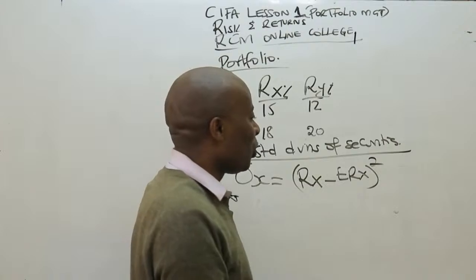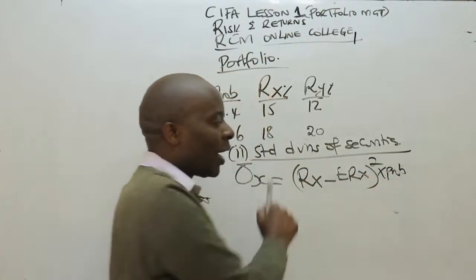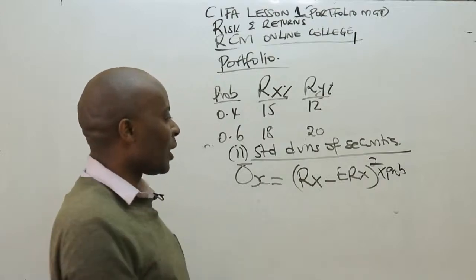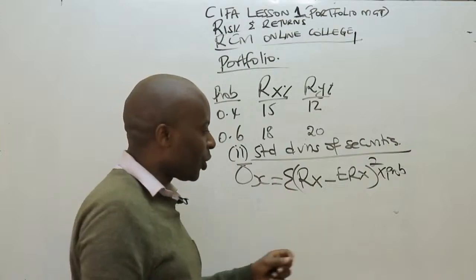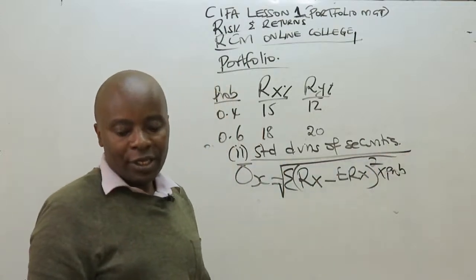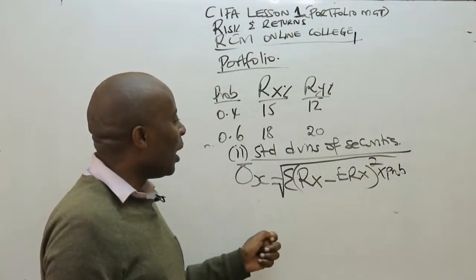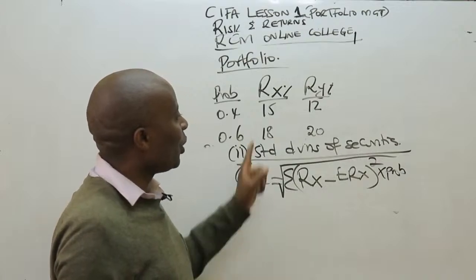And of course, after you do that, you must come and incorporate the probabilities, the risk factors. Now, these deviations are many, so you have to sum them. And of course, it cannot be called a standard deviation if it doesn't have what? A square root. Now, with this in mind, I would want us to calculate the standard deviation of X first.